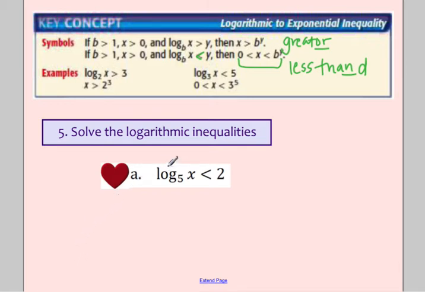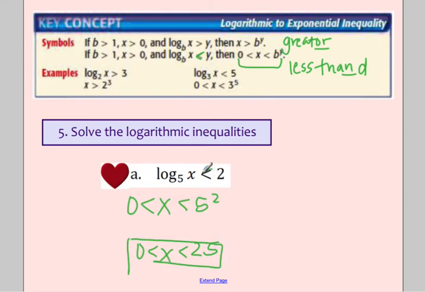So we have log base 5 of x is less than 2. Since it's less than, it's going to be a compound statement, and we will always have 0. So it's always 0 is less than x, is less than, and then I get my solution by taking base 5 to my answer, 5 squared. So it's 0 is less than x is less than, well, 5 squared is 25.